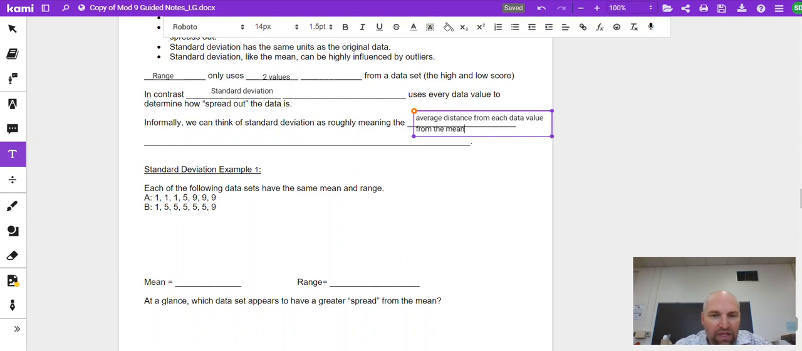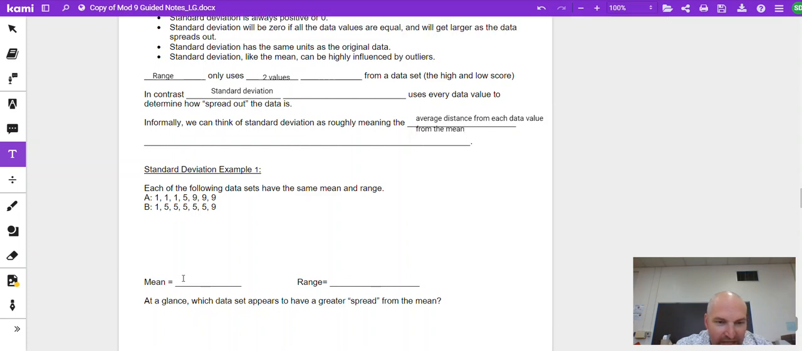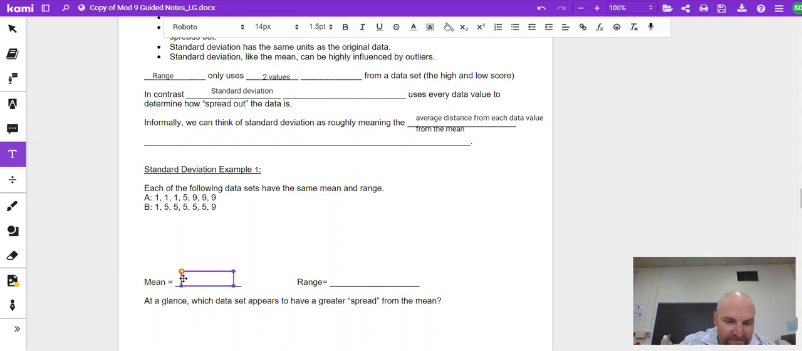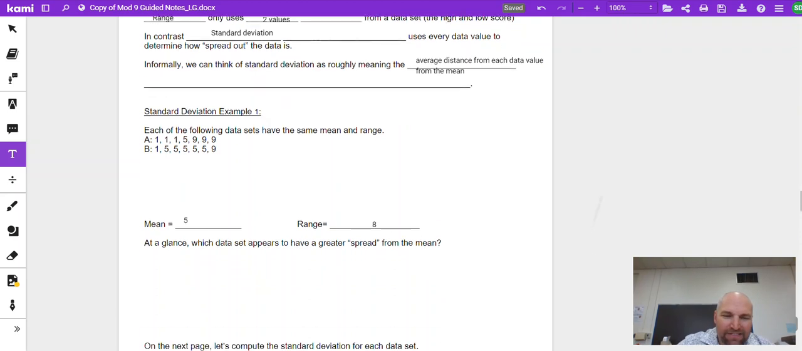Each of these data sets has the same mean and range. If I do this real quick, I do 1 plus 1 plus 1 plus 5 plus 9 plus 9 plus 9, and I divide that by 1, 2, 3, 4, 5, 6, 7. I add that up, I get an average of 5, and then the highest minus the lowest is 8, right? And that's the same thing with this one. This is no big deal.